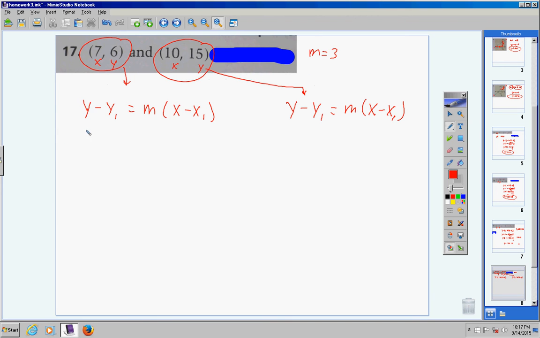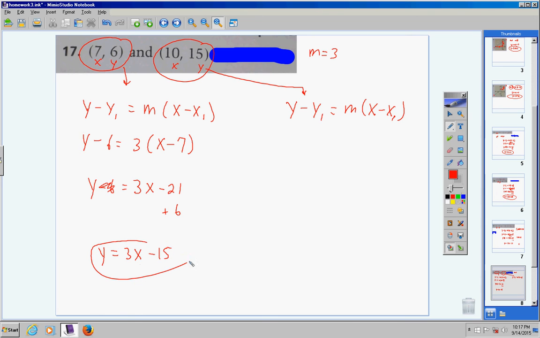So here we go. Y minus 6 equals m, which is 3, times x minus 7, which is my x value. Now, take your 3 and multiply it through. 3 times x is 3x. 3 times negative 7 is negative 21. Now, bring the negative 6 over, make it a positive 6, and you're left with y equals 3x minus 15. Got it?